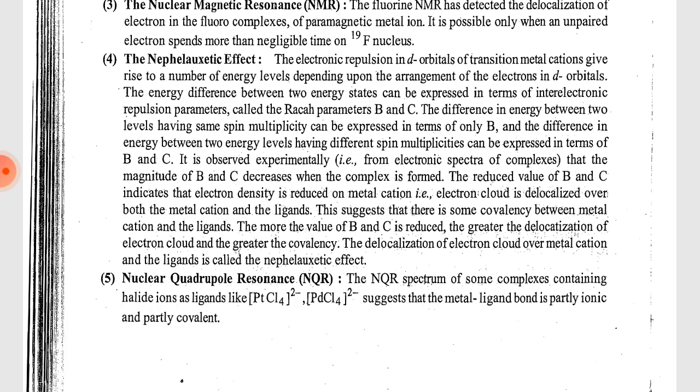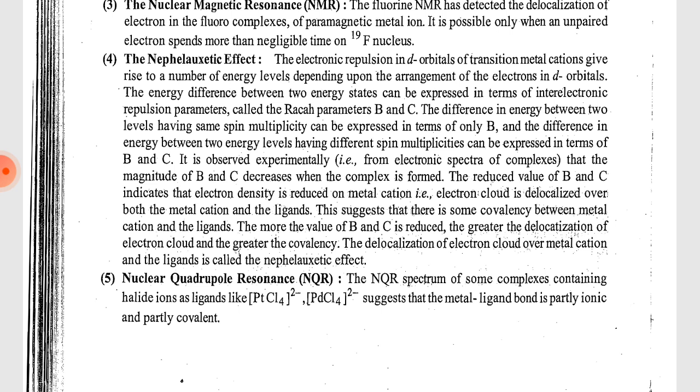nephelauxetic effect. The electronic repulsion in d orbitals of transition metal cation gives rise to a number of energy levels depending upon the arrangement of the electrons. In d orbitals, the energy difference between two energy states can be expressed in terms of interelectronic repulsion parameters called the Racah parameters B and C.